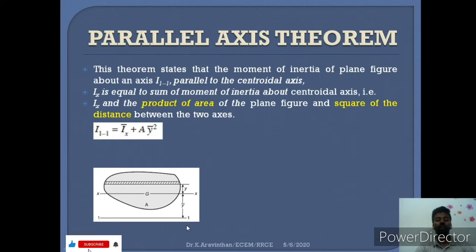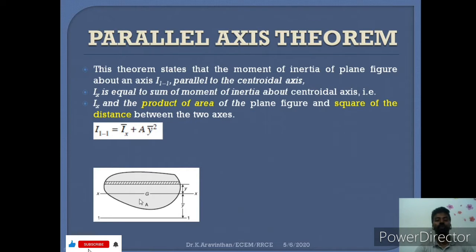This is a horizontal reference point. For a horizontal reference, generally we assume the XX axis. So a line passing through the centroid is known as the XX plane. If you want the moment of inertia of the plane 1 1, first you have to find the moment of inertia at the XX axis, that is Ixx plus area into y bar square.